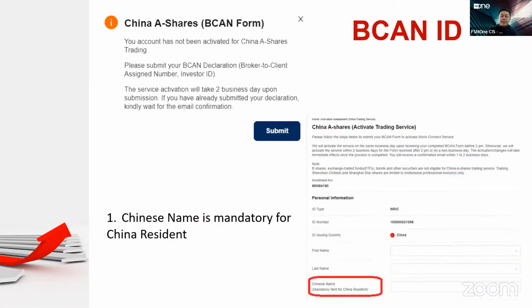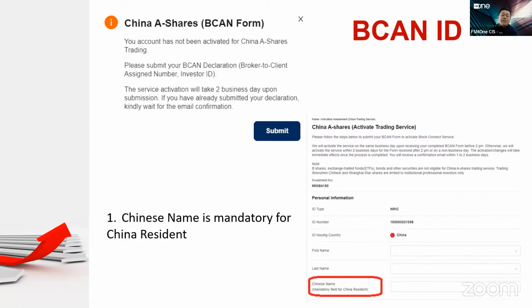This is how the Beacon form looks on the left-hand side, and this message will pop up once you select any stock in the A-share market. Next, you will see the Beacon ID submission form on your right-hand side. You just need to fill in your first name and last name, and after that, you submit the form accordingly.